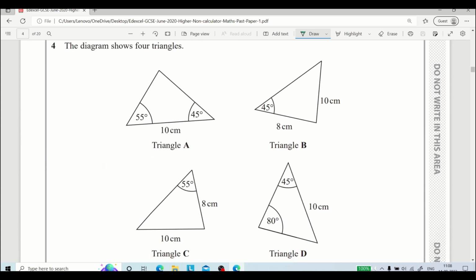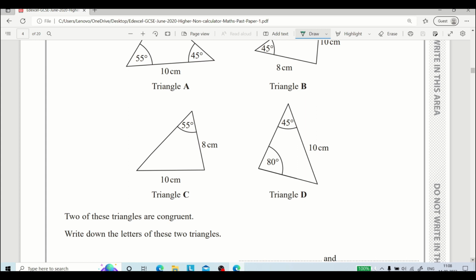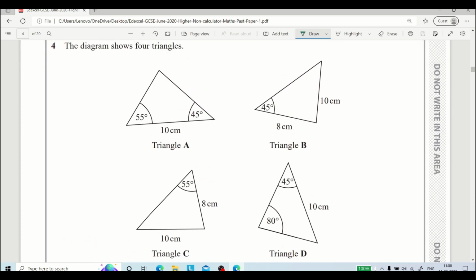The diagram shows 4 triangles, A, B, C and D. 2 of these triangles are congruent. Write down the letters of these 2 triangles. Okay. So let's observe our 4 triangles. The very first thing, let's check whether we are able to find the measures. That's how we prove congruence, that the 2 triangles must have equal measures. So they'll be congruent to each other.